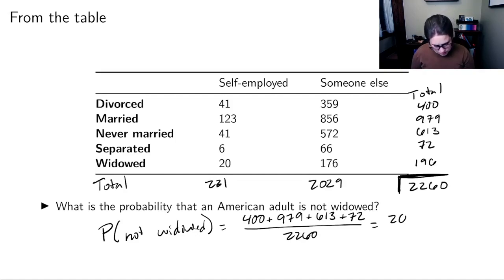And that would be 2064 over 2260, 0.91, a 91% chance that an American adult is not widowed. So again, that's doing it from the table.